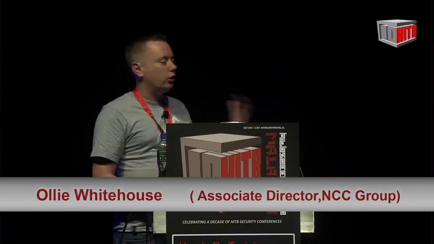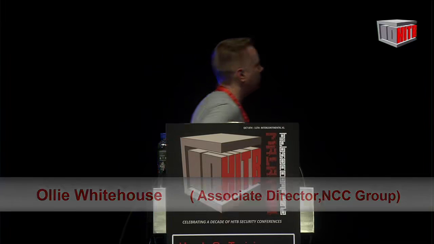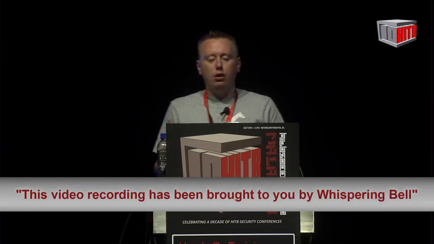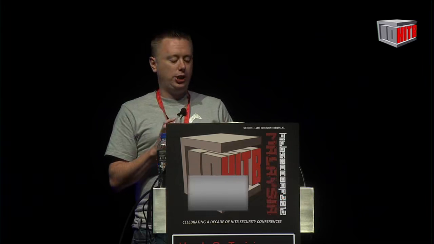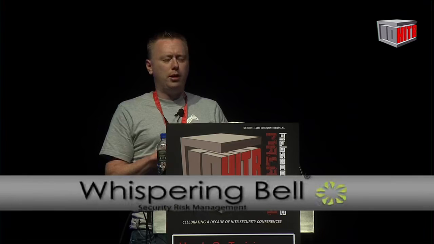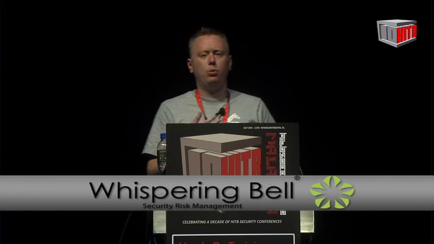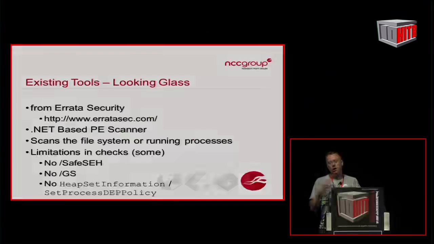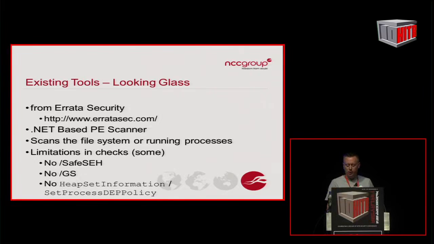So Looking Glass came out, I guess, in about 2003, a .NET-based PE scanner, and it looked for things like bad SDL API usage, and a couple of other things like, was ASLR enabled, was DEP enabled? But it was quite minimal in its checks, and they obviously didn't develop it any further. But it was a good start, and it was relatively interesting as a concept.